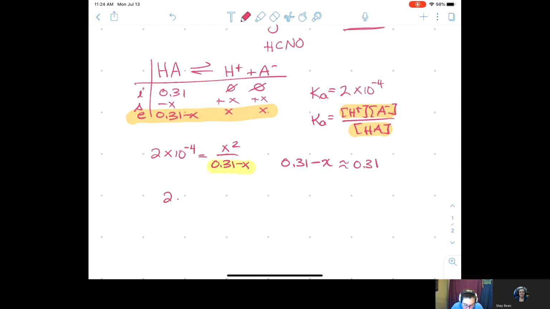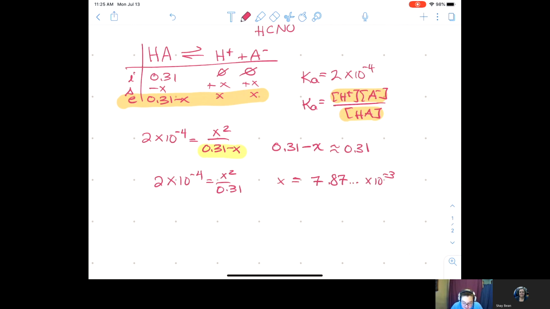So if I make that approximation, this becomes my formula. I solve for x. Let me plug it in. And I get x is equal to 7.87... times 10 to the minus 3. I'm going to store that. Now, as we look at it, and you need to get a feel for this, if I take it out of scientific notation, it's 0.00787... So basically, it's a digit in the third decimal place.